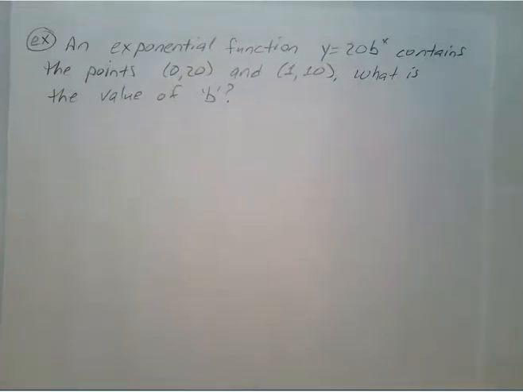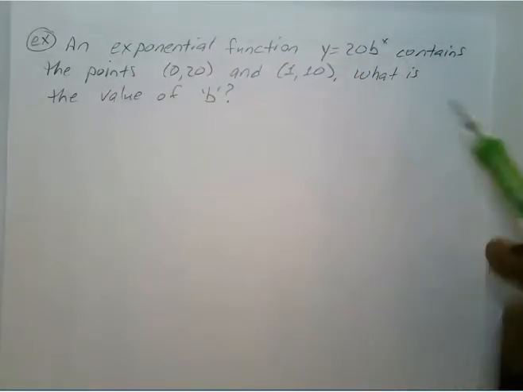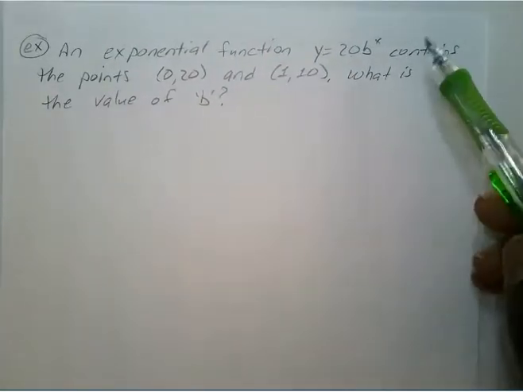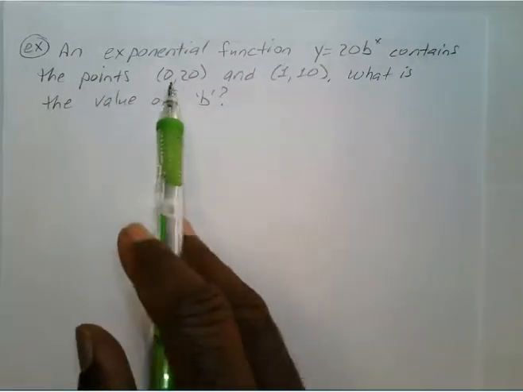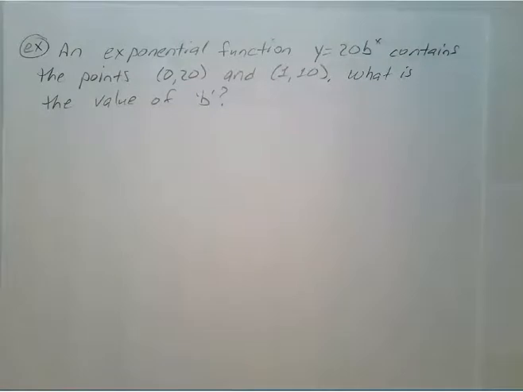Okay, so what if we have an exponential function that's y equals 20 times b to the power of x, and we know it contains the points (0, 20) and (1, 10)? What is the value of b?